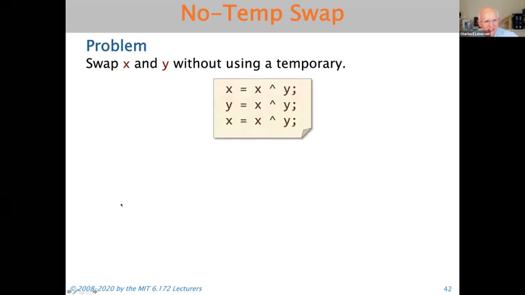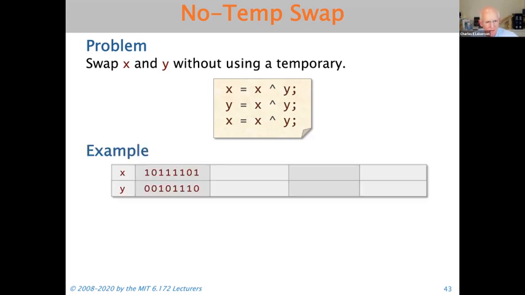Okay, it's just 3 XORs. Told you I liked XORs. So x gets x XOR y, y gets x XOR y, x gets x XOR y, and we've swapped them. Now I admit, if you're not a seasoned bit hacker, this code is a little impenetrable.